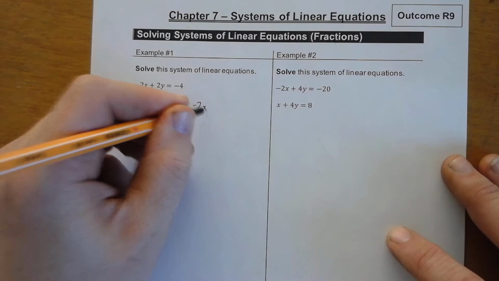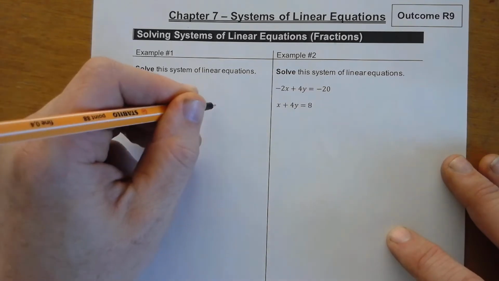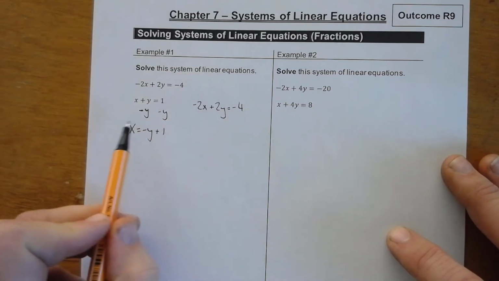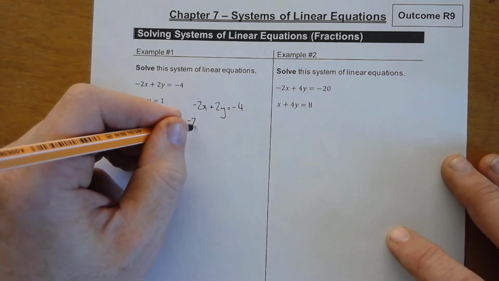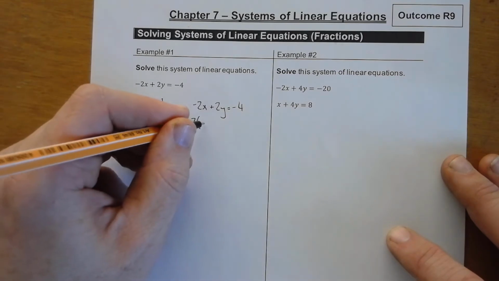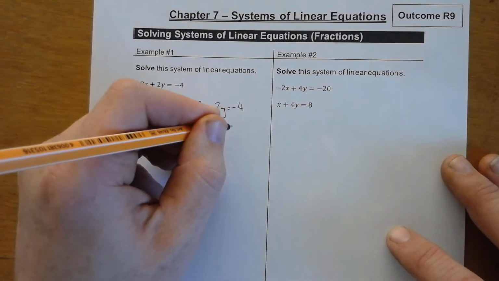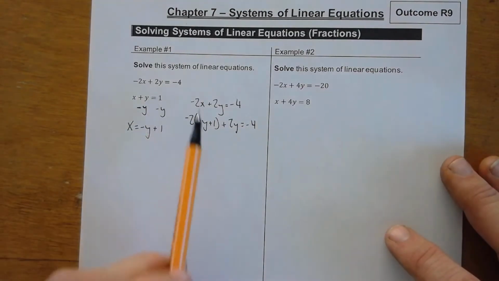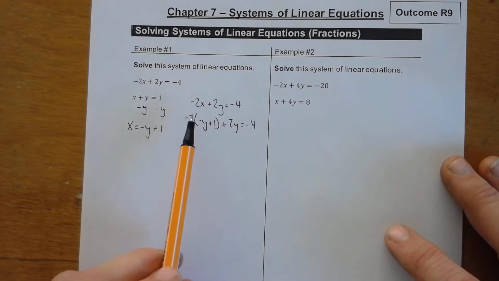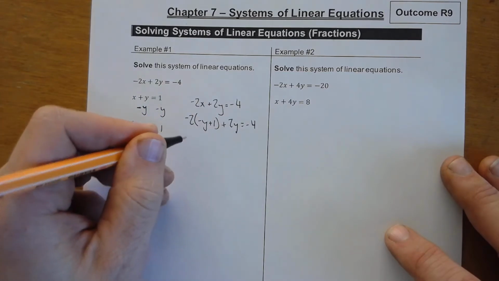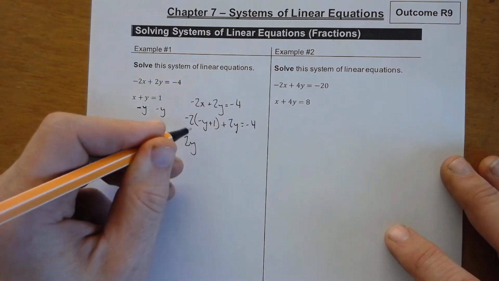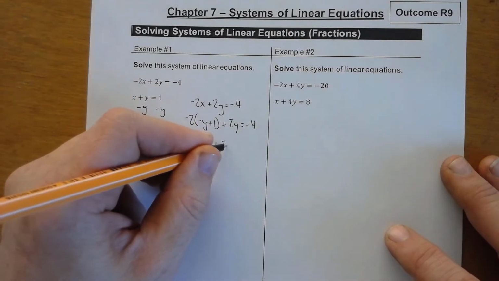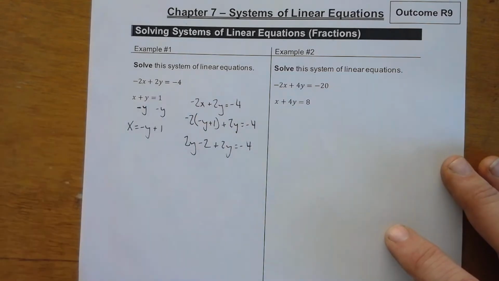I'm going to substitute that back into the first equation. So negative 2x plus 2y is negative 4. And we know that x is negative y plus 1, so negative 2 times negative y plus 1, plus 2y equals negative 4. At this point I'm going to distribute the negative 2 into the brackets. So negative 2 times negative y is 2y. Negative 2 times 1 is negative 2. And I have plus 2y equals negative 4.